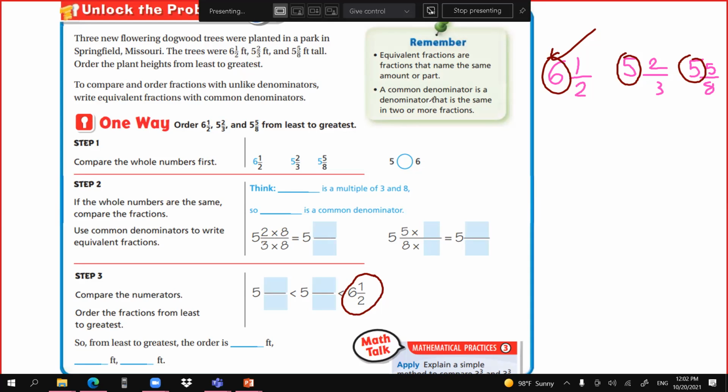Yes, if this case only happened, but here, what do we have? Look at the 5. We have 5 and 2/3, 5 and 5/8. So I want now to compare between them. Just a minute. Here we said this is the greatest one. Yes, this is the greatest one.